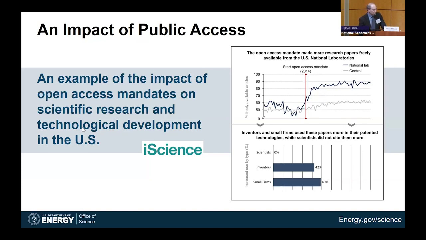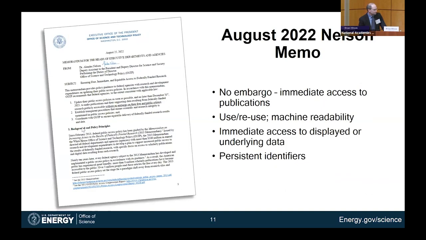Scientists aren't citing those articles at any higher rate. And my theory on that is that most scientists have subscriptions through their universities or their national laboratories. So it's not the public access mandate that's benefited them so much as it is other communities that would not have had access to this kind of content.